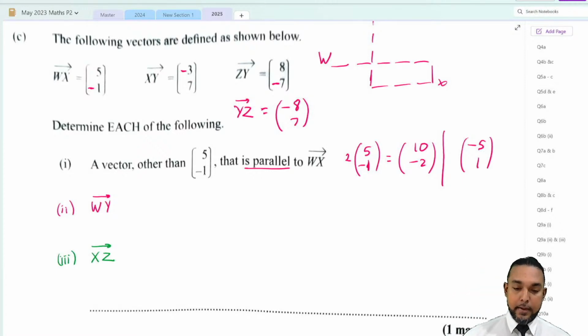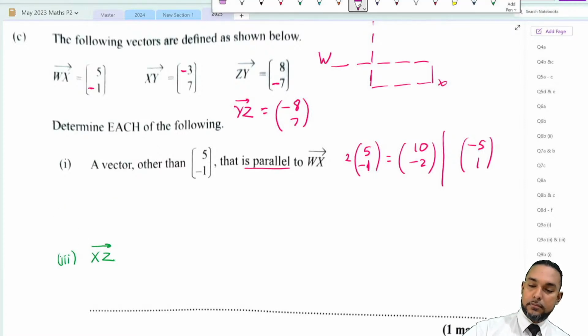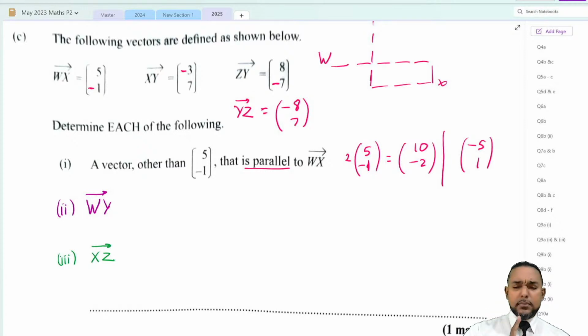Okay, cool. Right, now WY. Crap, I used that color already. All right, you know what? I'll just shift this to purple. WY. Now, we have W here and we have Y here. We need a connecting point. Are there any common points between them?